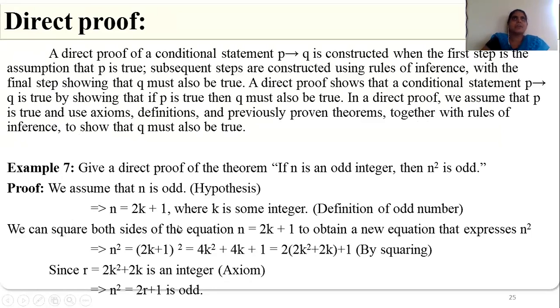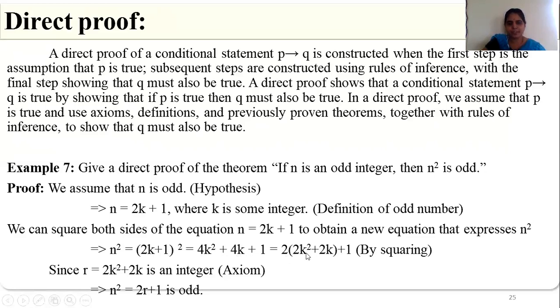Okay, consider any number like 3. 3 is an odd number, and 3 square is 9, which is again an odd number. We need to prove it by direct proof, so we assume that n is odd. This is the hypothesis given here, and by the definition of an odd number, n is 2k plus 1, where k is some integer. We can square both sides, so n square is 2k plus 1 whole square, and by expanding this it will be 4k square plus 4k plus 1.